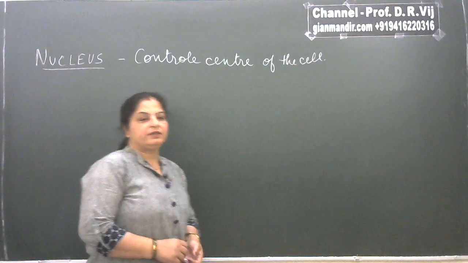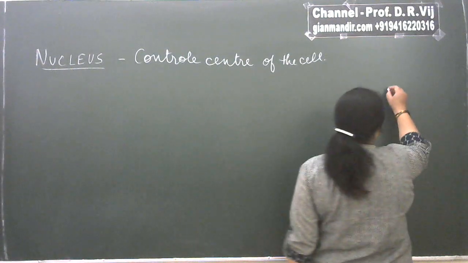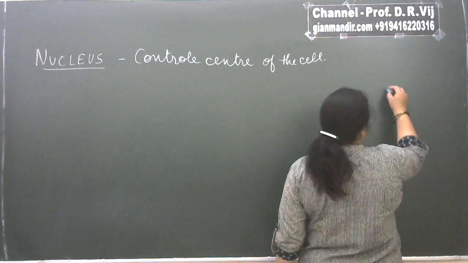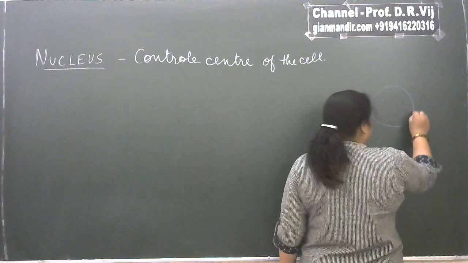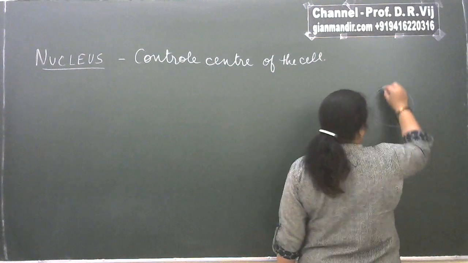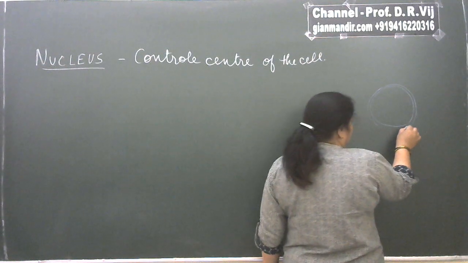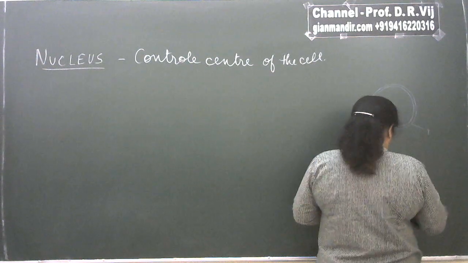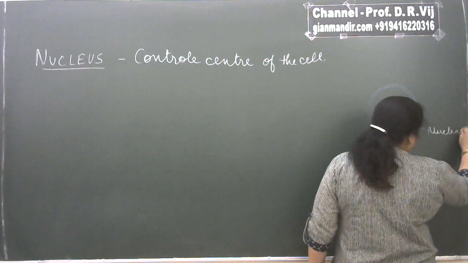So if you look at the structure of nucleus, this nucleus has a double layered membrane. It is a membrane bound part, having double layers, and this membrane is known as nuclear membrane. So the outermost two layered covering of the cell is known as nuclear membrane, right?